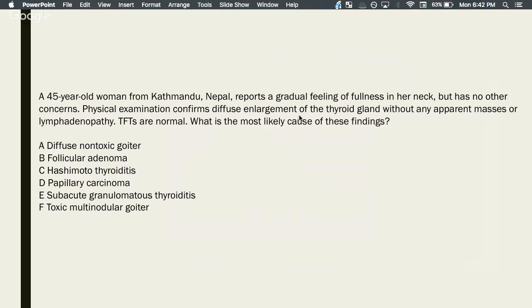It's just a classic. It's just a thing. If someone is from a particular country, you've got to work out why they are from that country. Because there's a lot of racism going on. So basically it's just a non-toxic goiter secondary to iodine deficiency.